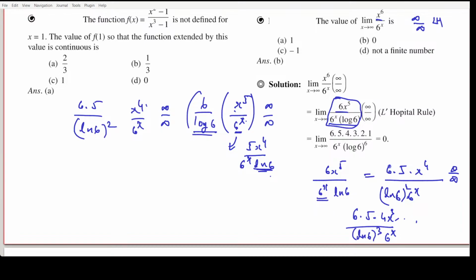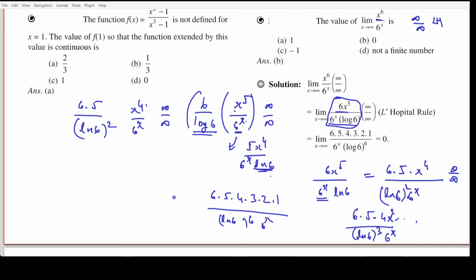If you continue like this, three more times if you differentiate, what will you get? 6, 5, 4, 3, 2, 1, and x will vanish finally. You will get ln 6 whole power 6, and again 6 power x will be left. Now this is not in 0 by 0 format, right? This is no longer in 0 by 0 format.